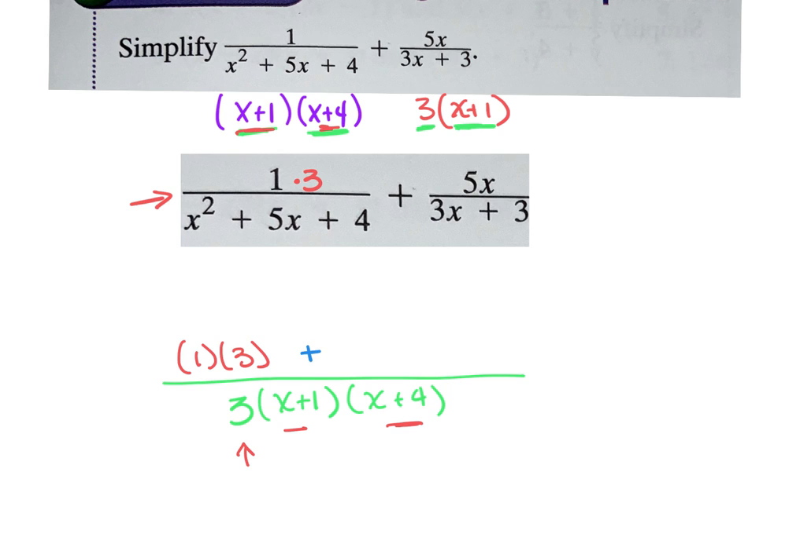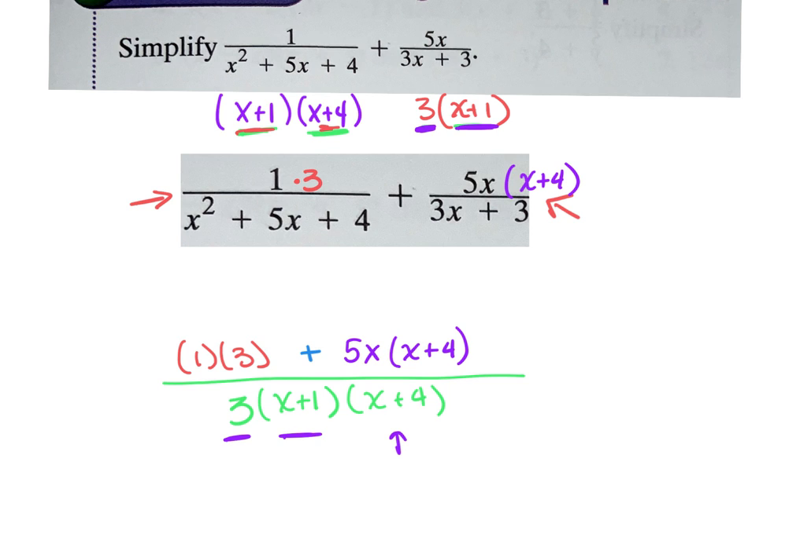Now we're going to look at this guy right here. For this one, he has a 3, yes? And he has an x plus 1. What is he missing? X plus 4. So I need to multiply this by x plus 4. That's what that one is missing, yes? So for this side, I have 5x times x plus 4. So far, so good? Now all I need to do is simplify the numerator.